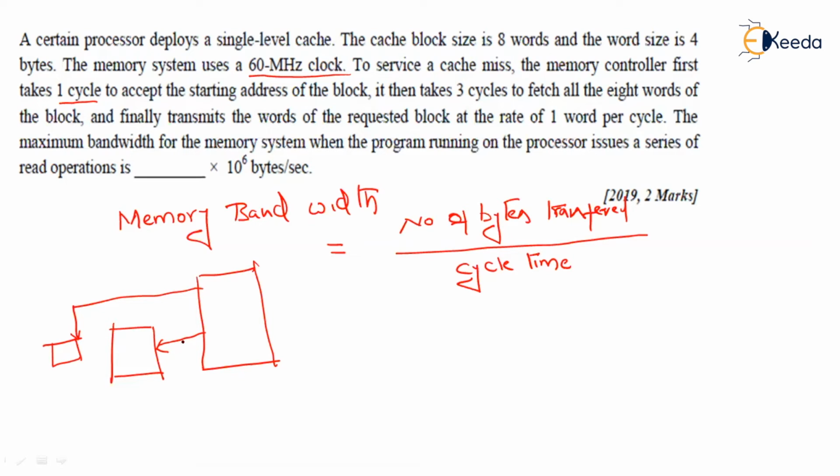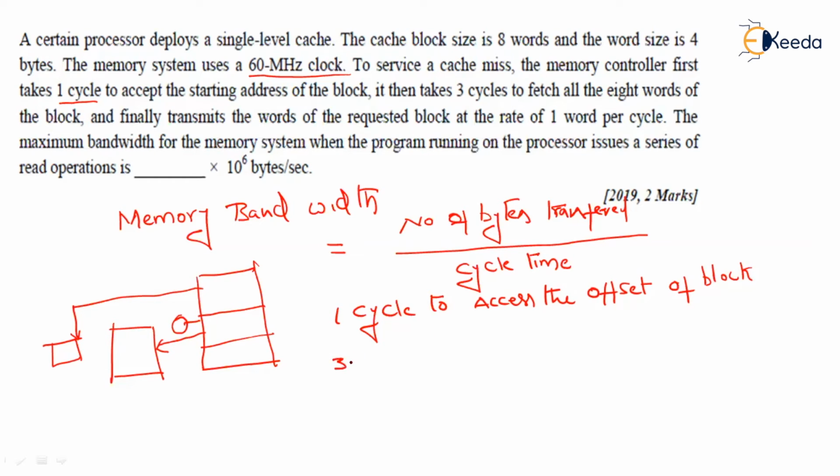Now he's talking about how this block will get transferred. In order to get the starting address of the block, let us say this is the starting address, it will take 1 clock cycle. After which 3 clock cycles to fetch all the words. And that is 1 cycle to access the offset of the block. What is offset? Offset is the starting address. 1 cycle to access the offset of block.